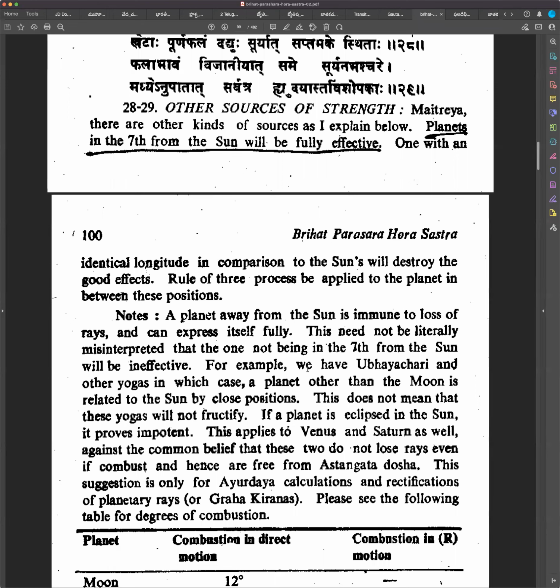This is against the common belief that these two do not lose rays even if combust, and hence are free from astangata dosha. This suggestion is only for Ayurveda calculations and rectifications of planetary rays. Please see the following table for degrees of combustion.